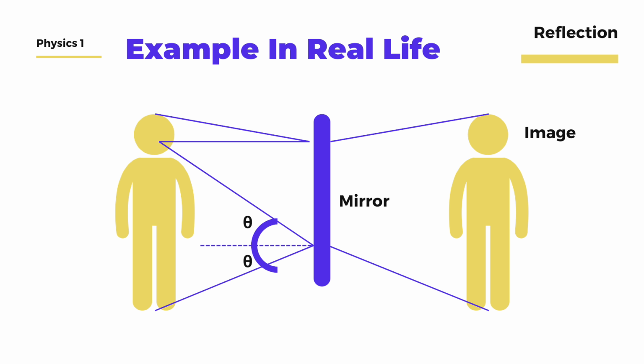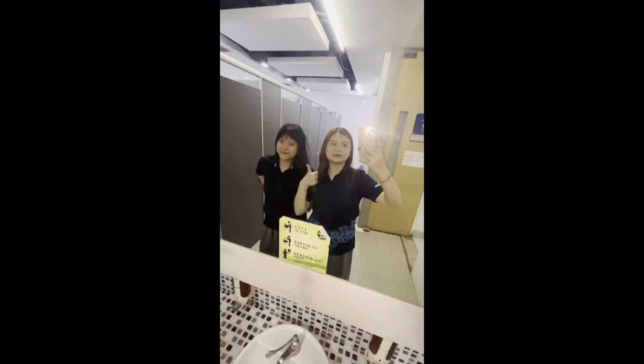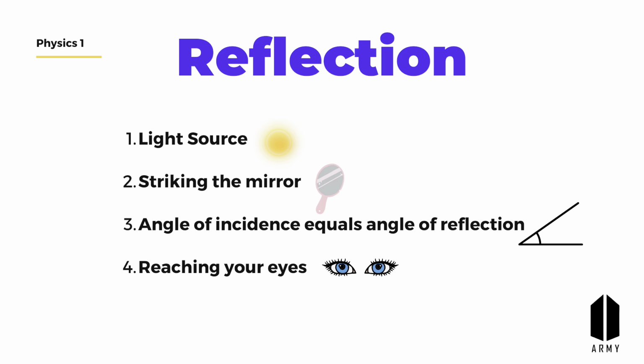As a real-life example of reflection, every day you at least look a few times in the mirror to see what you look like. How it works: first, the light source. Light from a source such as a lamp or the sun emits photons, aka particles of light, in all directions. Second, striking the mirror. When these photons hit the mirror, they interact with its surface. The surface of the mirror is very smooth at the microscopic level, so instead of being absorbed or scattered, the photons bounce off the mirror in a predictable manner.